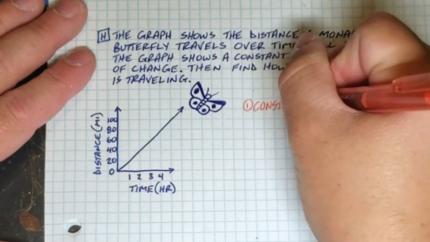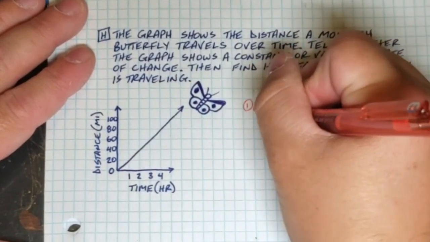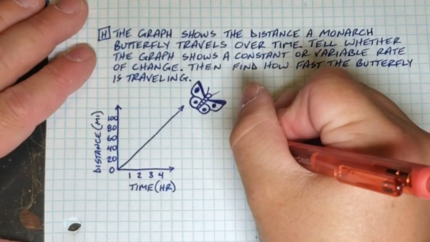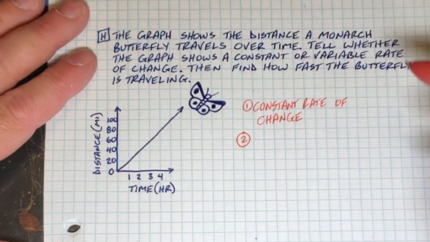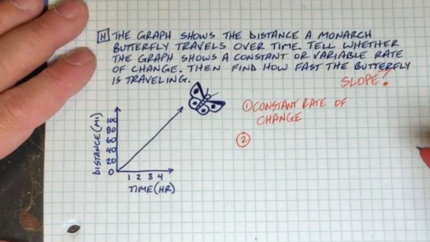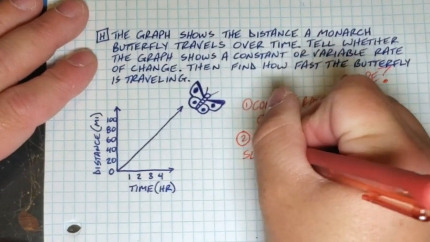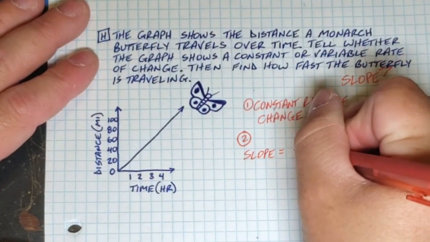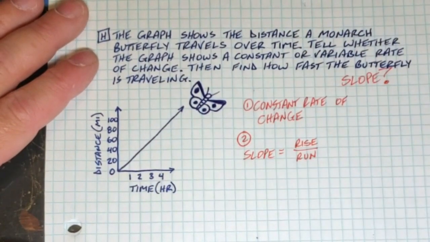Hopefully you think it is a constant rate of change. How can you tell? Because it is a straight line. Number two, they want us to find how fast the butterfly is traveling. In other words, what they are asking us for is the slope of this graph. So, how do you find slope? Slope is rise over run.